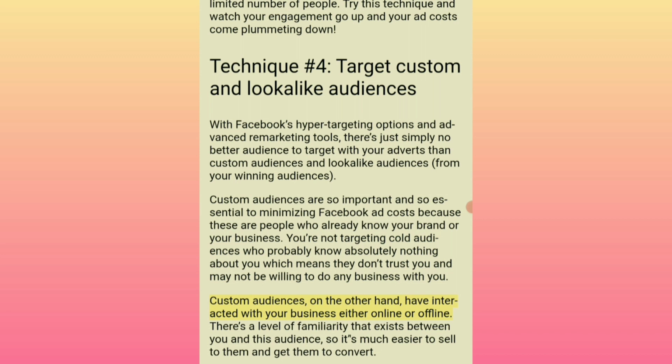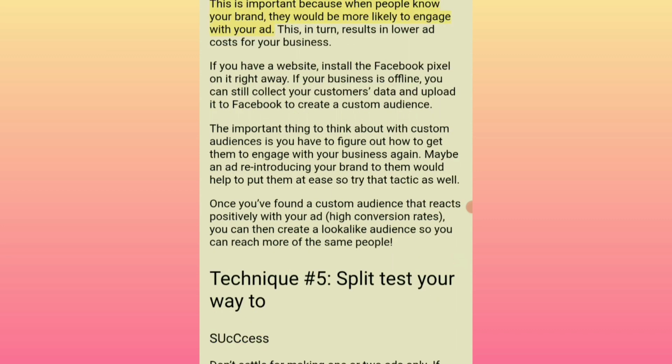If you have a website, install the Facebook Pixel on it right away. If your business is offline, you can still collect your customers' data and upload it to Facebook to create a custom audience. The important thing to think about with custom audiences is you have to figure out how to get them to engage with your business again. Maybe an ad reintroducing your brand to them would help to put them at ease, so try that tactic as well. Once you've found a custom audience that reacts positively with your ad, high conversion rates, you can then create a lookalike audience so you can reach more of the same people.